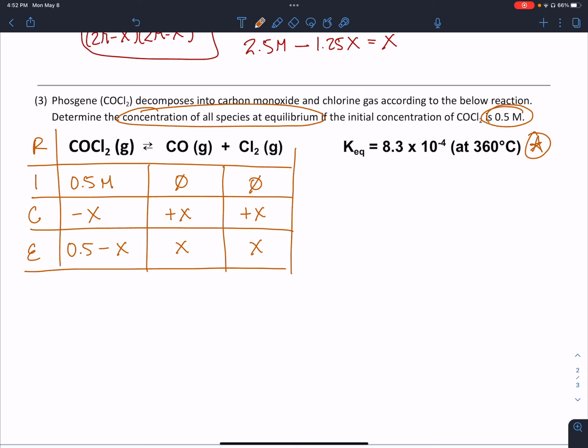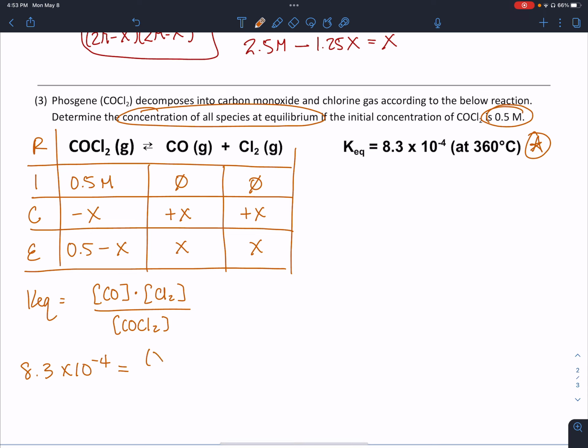All right, we're going to write our KEQ expression for this reaction. So we have CO times Cl2 all over COCl2. So there's our KEQ expression. Now we're going to plug in 8.3 times 10 to the negative 4. That is a very small KEQ value, which means that we don't get a lot of product here. We've got a lot of reactants still at equilibrium. And we're going to have X times X over 0.5 minus X.